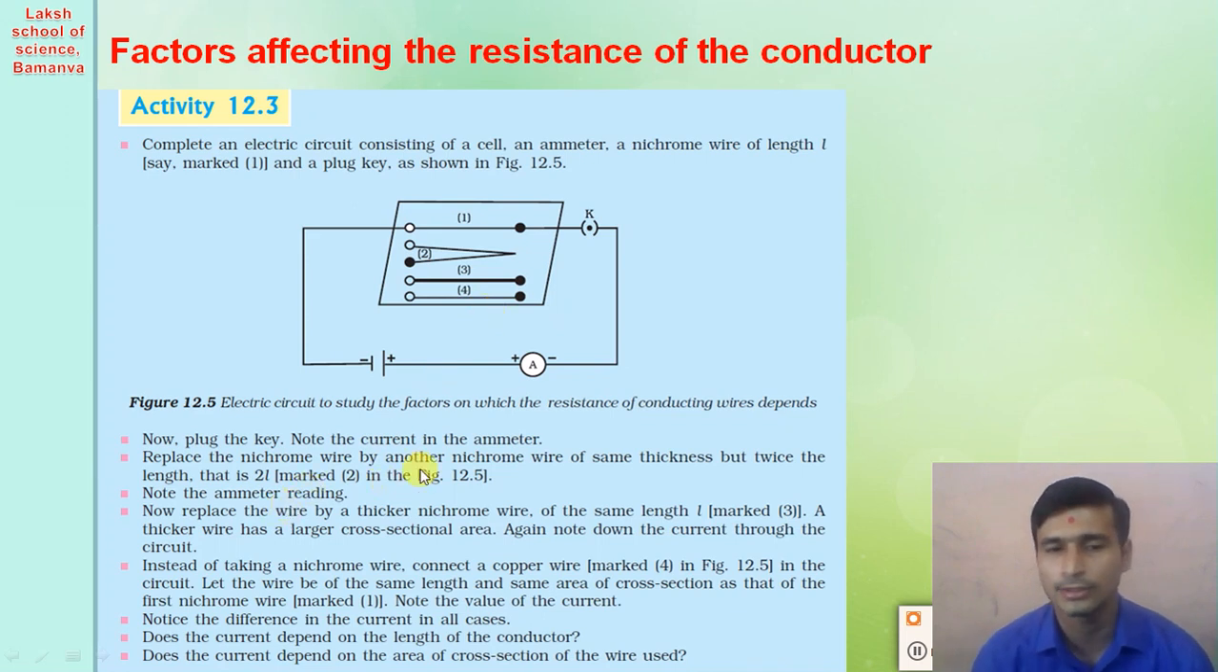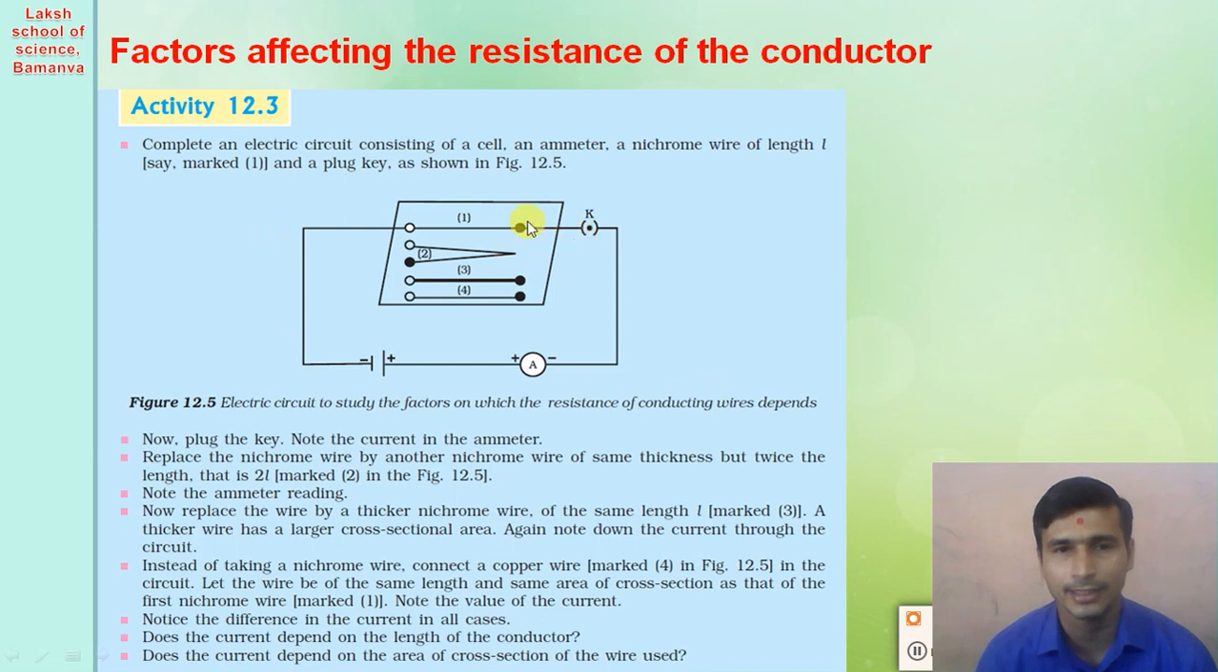So note down the electric current passing through the circuit in all the cases. Is the electric current passing through the circuit the same in all the cases or different? Obviously the electric current passing through the circuit is different in all the cases. Why? Because the electric current passing through the circuit depends on the resistance of the conductor, and in all the cases the resistance of the conductor is different.